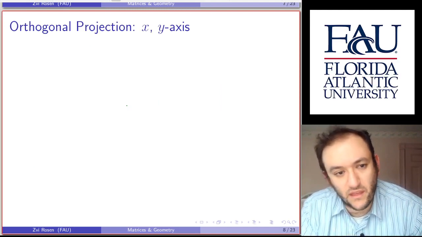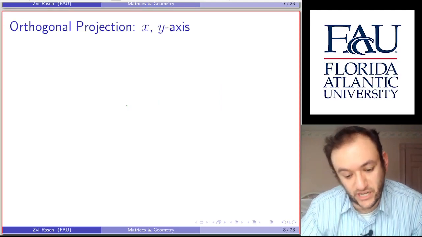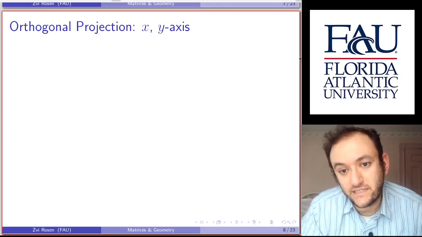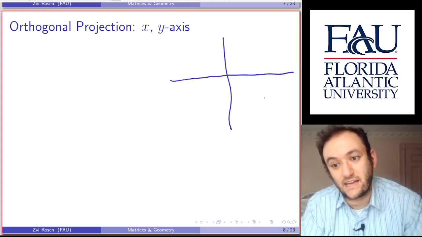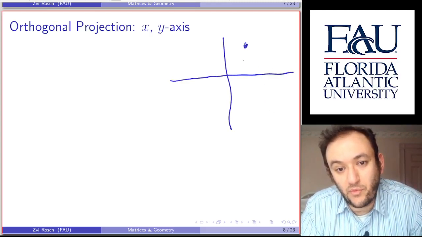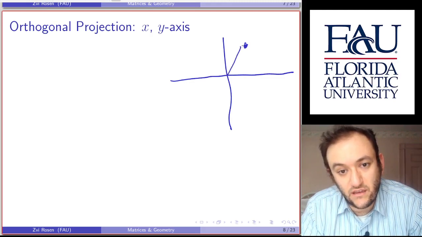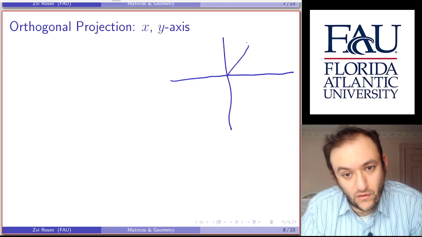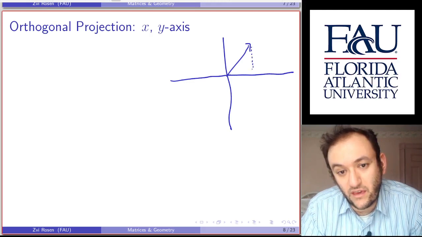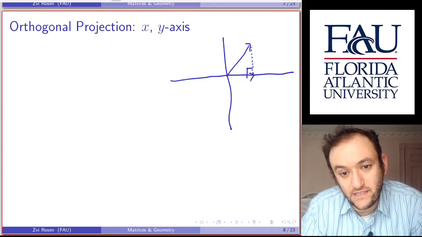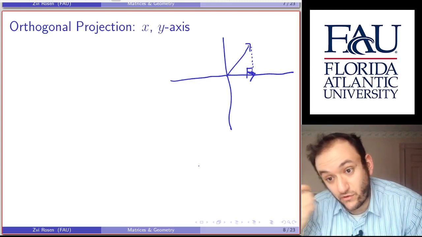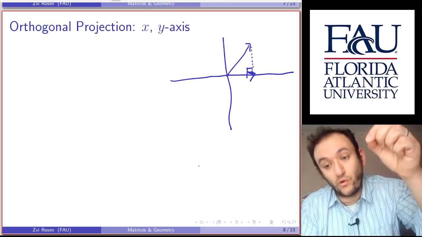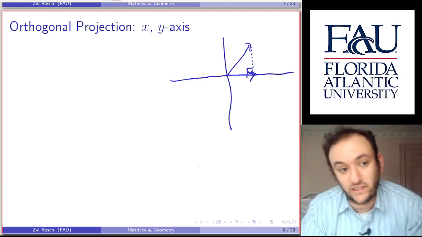Now we'll talk about something you may or may not have seen before called orthogonal projection. The idea here is that we're in the plane and we fix a line. So let's say we fix the x-axis. Then for any vector, what we're going to do is just drop a right angle here, and this is going to be the output of the orthogonal projection. It's just what you get when you drop a right angle to the specified line.